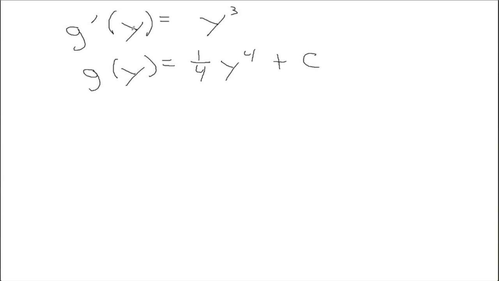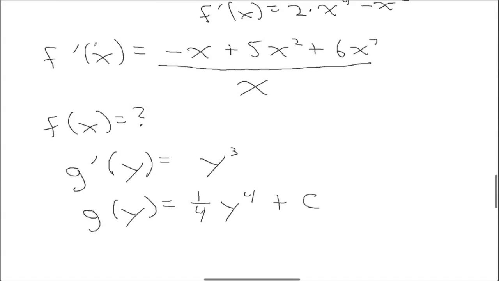y is a variable. Good. And what's g? g is the function. Good. And what's c? c is a constant. So notice there's three different things that letters can stand for. Letters can be variables, functions, or constants.